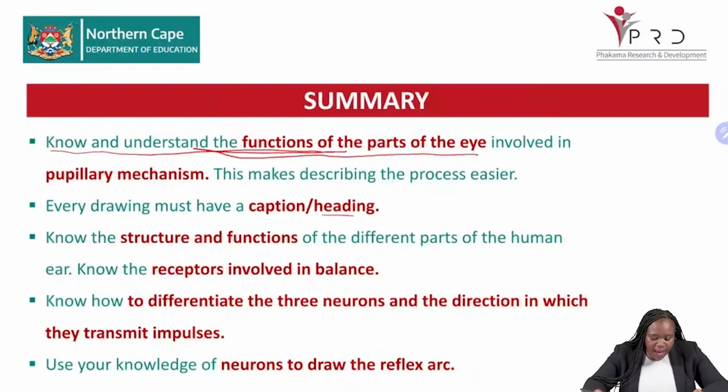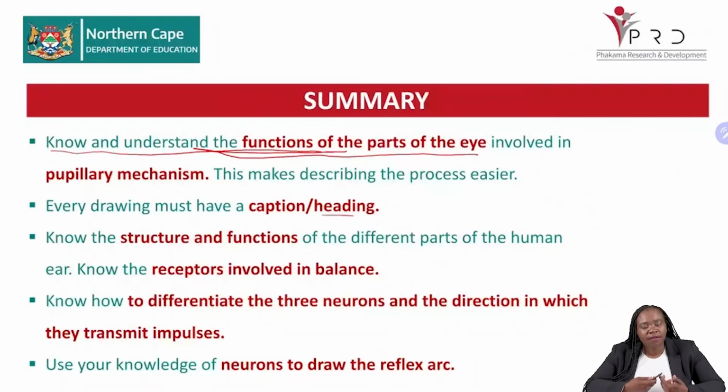Know the structure and functions of the different parts of the human ear, just like the eye. Know what the eustachian tube does. Know what the cornea does, what the semicircular canal does, right? Once you know that, you will be able to describe the whole process of hearing. You'll be able to understand what would happen if the organ of Corti is damaged, right? What would happen if the tympanic membrane stops vibrating? What would happen if the ossicles are fused? What will the ossicles do? Now, if they are fused, what will happen?